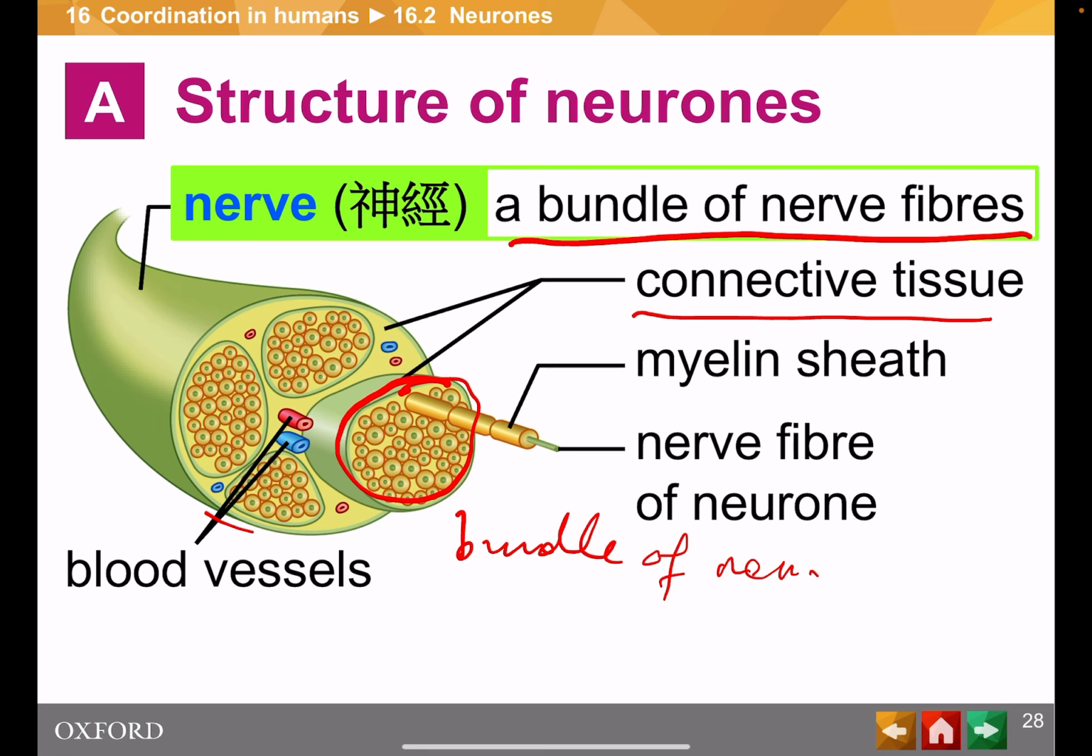The nerve also needs some nutrients. So you can see inside a nerve there are some blood vessels. They provide nutrients to the nerve fibers and also remove waste from the nerve fibers.